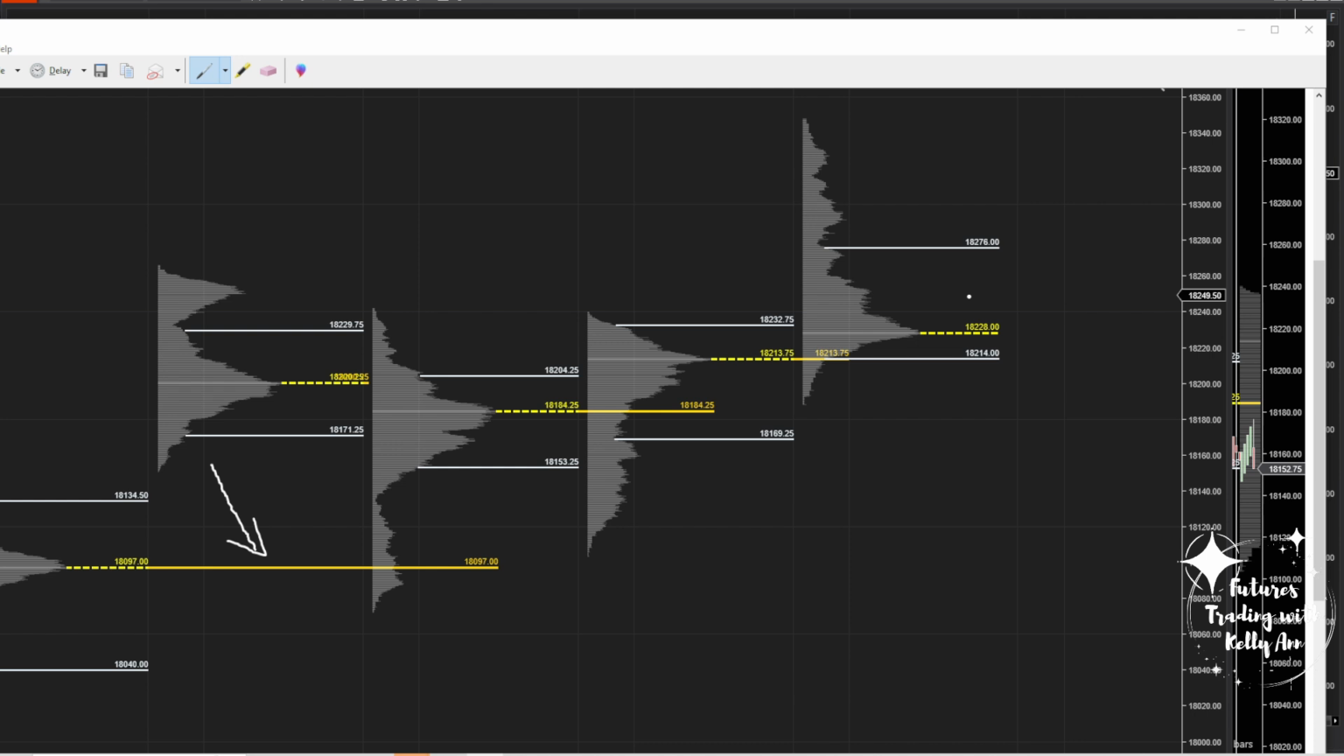So in the profile, you have a histogram and you have volume nodes. And we have small volume nodes here, medium, and then large. And the largest volume nodes usually will point into the POC, again, which is the point of control where most contracts have traded for that given session.